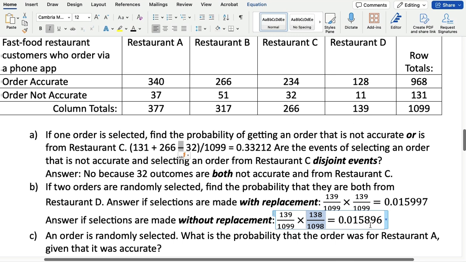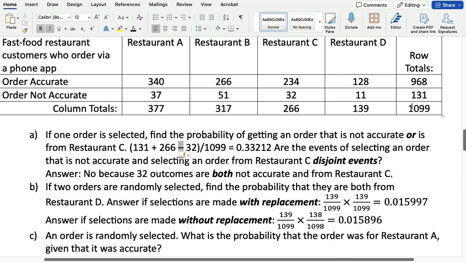So the probability isn't going to be drastically different from the one we just did, just because there were a lot of selections here. Out of 1,098, you haven't really reduced it by that much, but it is slightly different. So the new calculation here is 0.015896 instead of the 0.015997. So it's still going to be somewhere around 1.5%.